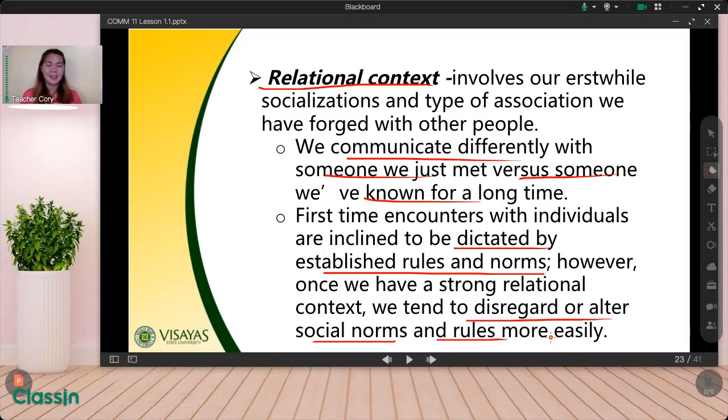And if a person has already been so intimate with us, sometimes it's okay. It's just for fun sometimes, not to really follow the rules and norms. So they try to joke around, they try to tease them, which cannot be done by those people whom you just know, right? Or whom you just knew.